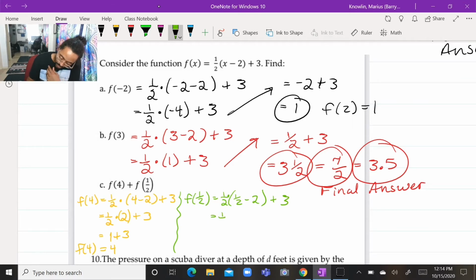We keep working it out. That's going to be 1/2 times negative 1 and 1/2, or negative 3 over 2, which is 1/2 plus 3.